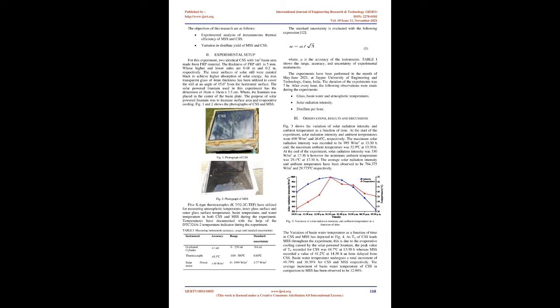Experimental setup. For this experiment, two identical CSS with 1 square meter basin area were made from FRP material. The thickness of the FRP still is 5 mm, whose higher and lower sides are 0.48 m and 0.2 m, respectively. The inner surfaces of the solar still were painted black to achieve higher absorption of solar energy. A transparent glass of 4 mm thickness has been utilized to cover the still at an angle of 15.6 degrees from the horizontal surface.